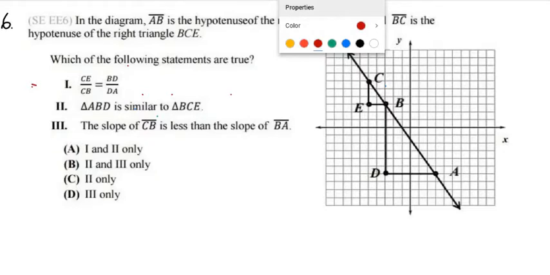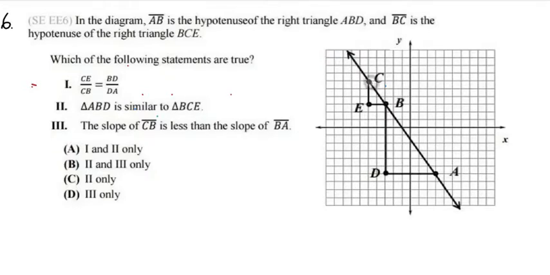So CE is this height. CB is this length. Would that equal BD over DA? Okay, and that just means if I were to create a fraction out of those two lengths, would they be equal to each other?